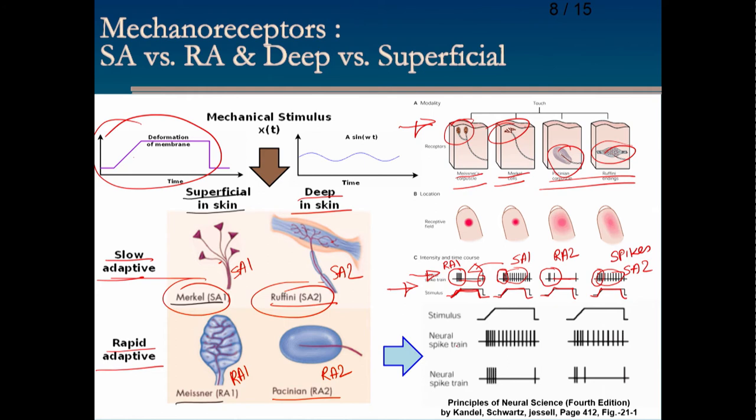Okay, so again, this is explained in this stimulus spike train. This is for the four receptors. It's given over here. Okay. Now, instead of having a ramp and hold, we can give a sinusoidal input. How would the receptors respond to the sinusoidal input? That can also be looked at. But ramp and hold gives you an idea about what is slow adaptive, what is rapidly adaptive.